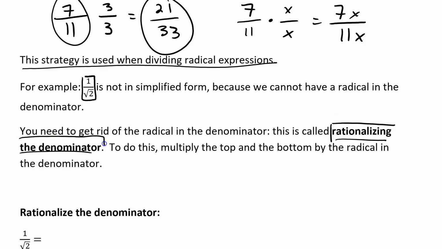So for some people in that unit, they said, wait a minute, why is the answer in the back of the book different? Well, it's because the answer in the back of the book is always rationalized, whereas sometimes your answers would not be. So to do this, multiply the top and the bottom by the radical in the denominator.